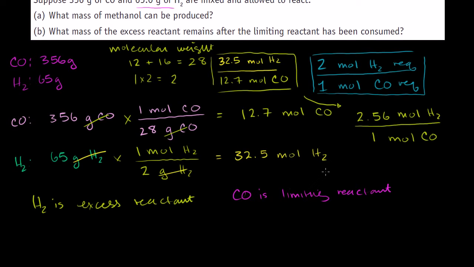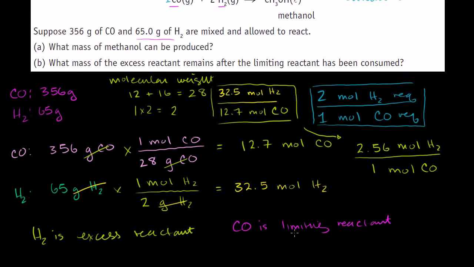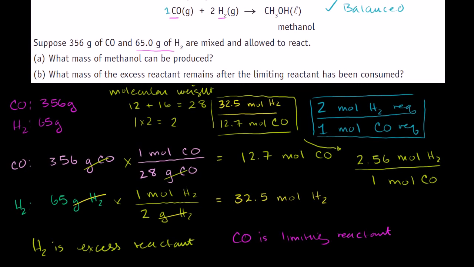Now, given that hydrogen is the excess reactant, let's see how we can use the stoichiometric ratios to figure out how much methanol is going to be produced. It's all going to be limited by our carbon monoxide. Hydrogen is not the limiting reactant; carbon monoxide is. We have more than enough hydrogen. So how much carbon monoxide do we have? We already figured it out: 12.7 moles.